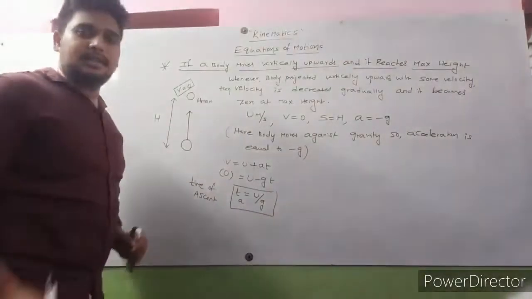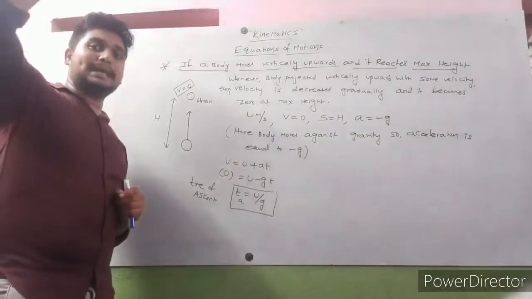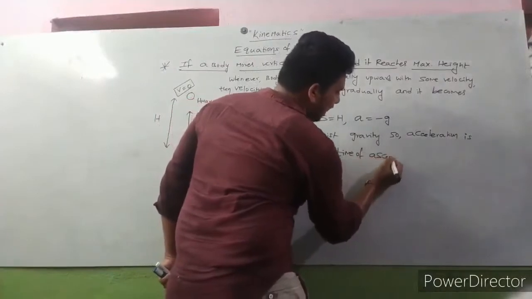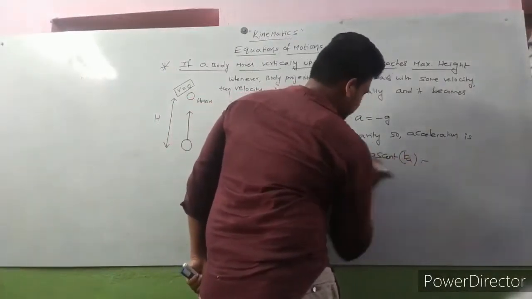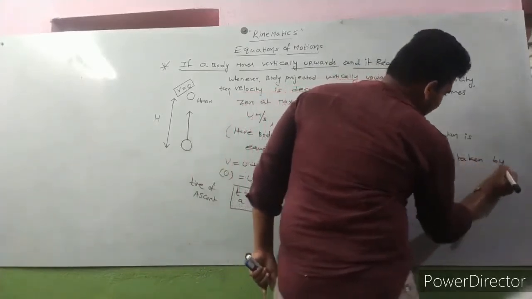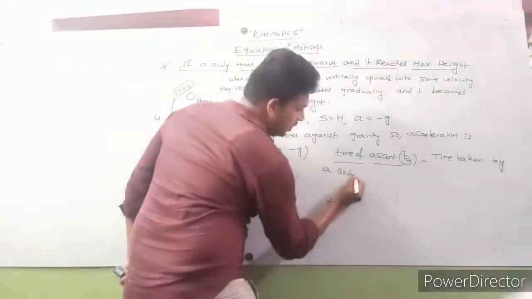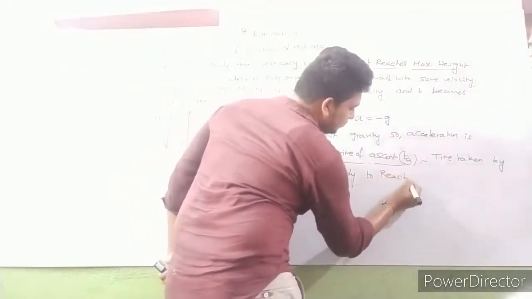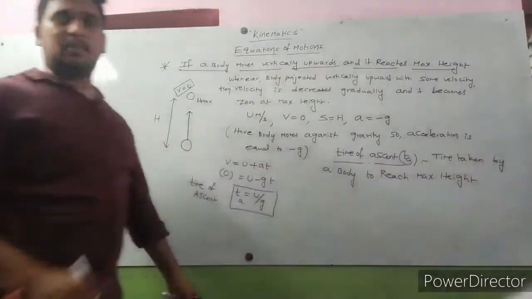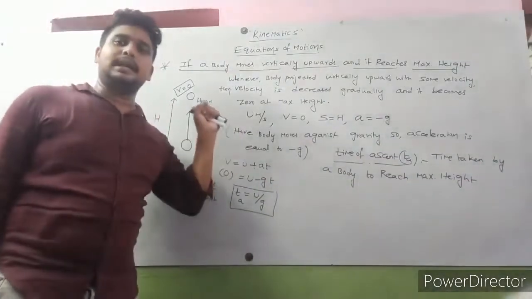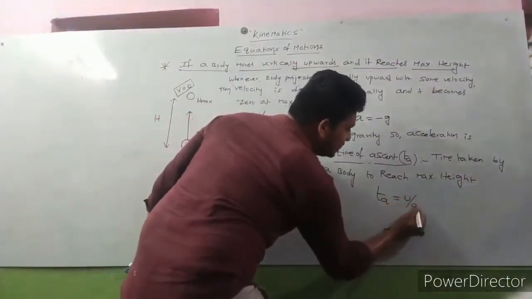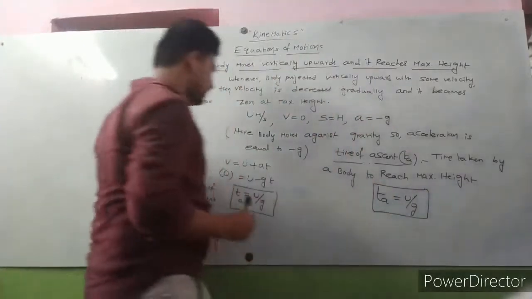So what is meant by time of ascent? It is the time taken by a body to reach maximum height. Time of ascent, Ta, is the time taken by a body to reach maximum height. So the time of ascent formula we got from the first equation is u/g.